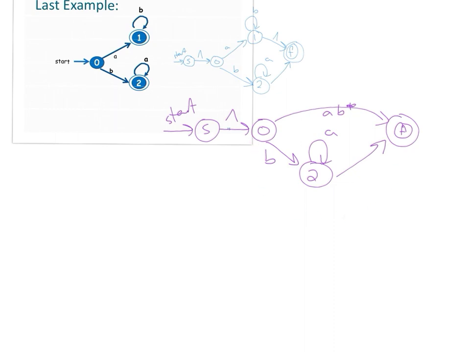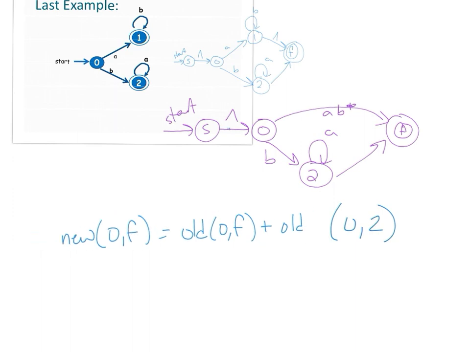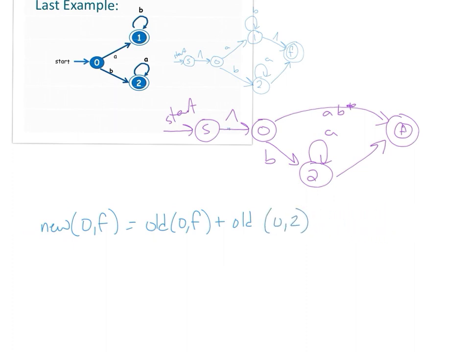So that means that the new 0 to F is going to be the same as the old 0 to F plus the old 0 to 2, and we're running out of space. Let me just shrink that a bit. Oops, I lost this piece. Here we go. So we have the new 0 to F is the old 0 to F plus the old 0 to 2 times the old 2 to 2 starred times the old 2 to F.